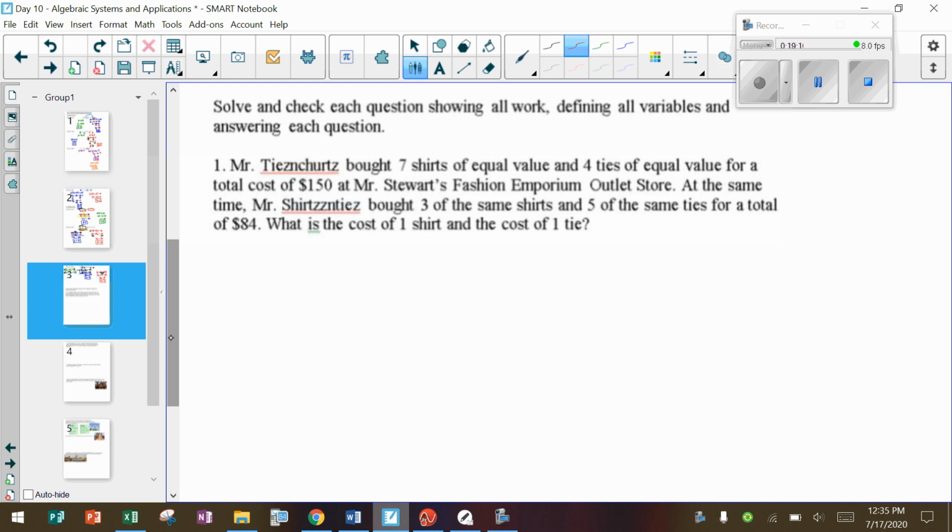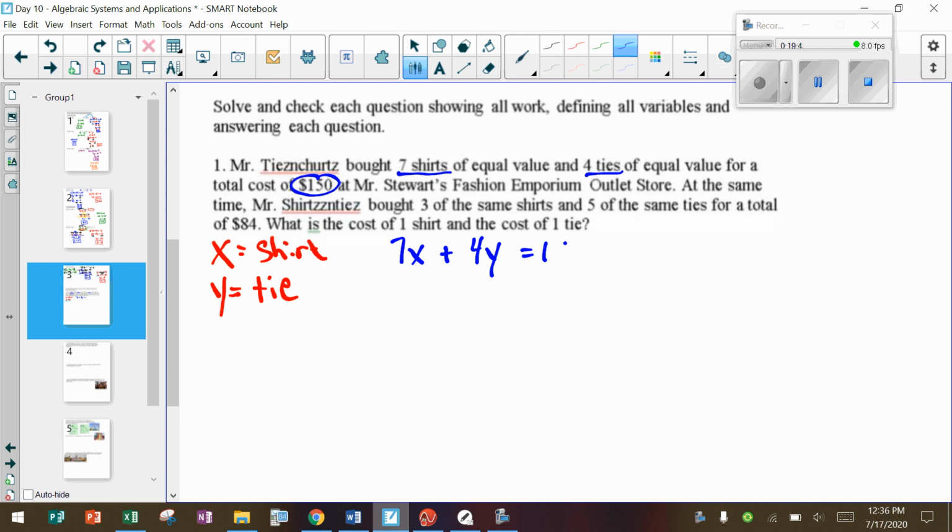So, sounds confusing because I made up some funky names, but I did that just to try to get a smile out of you. Mr. Ties and Shirts. We're talking about shirts and ties. So if I let X be the cost of a shirt and Y be the cost of a tie, now I can make my equation. To start with, 7 shirts, 4 ties, $150. 7 shirts plus 4 ties is $150.